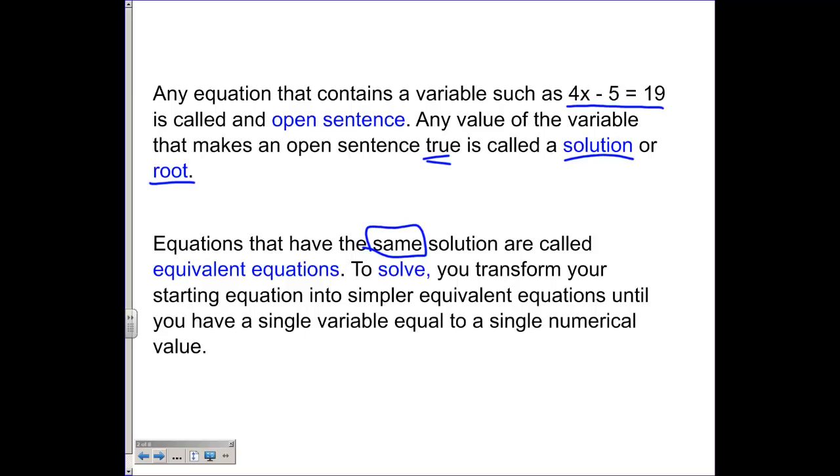Equations that have the same solution, this is key, are called equivalent equations. When we go to solve, we are going to attempt to transform the starting equation into simpler and simpler equivalent equations each step of the way, until we have a single variable equal to a single numerical value. Now when we say single variable, we're talking about just the variable by itself. For example, n equals 5. We don't want 2n equals 5.